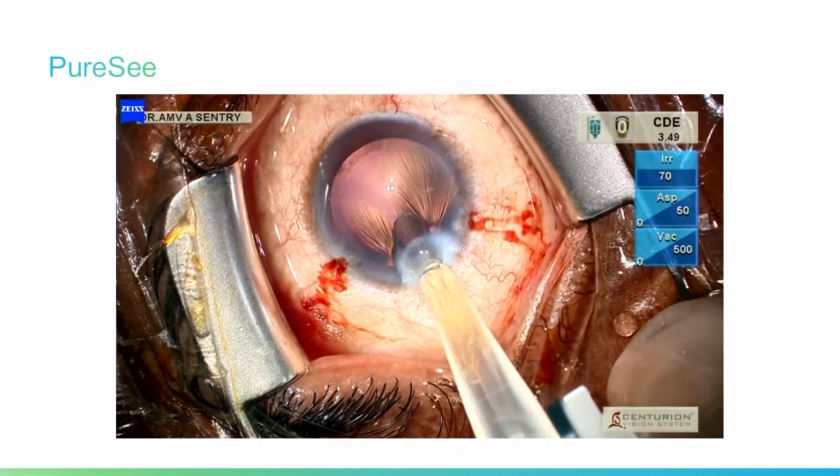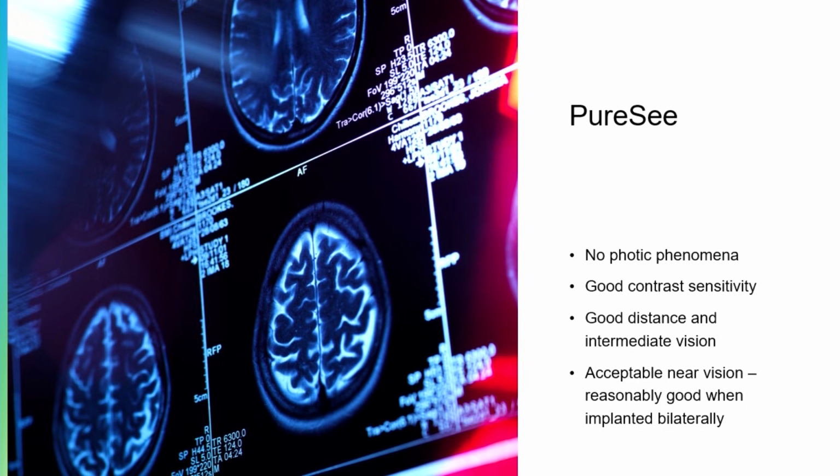So we'll skip that part. So now what does PureC give you? No positive dysphotopsia. It's equivalent to a monofocal lens. A good contrast sensitivity, good intermediate vision, acceptable near vision, reasonably good when particularly implanted bilaterally. I'll use the word reasonably good.